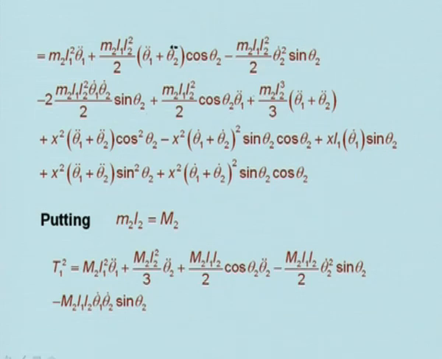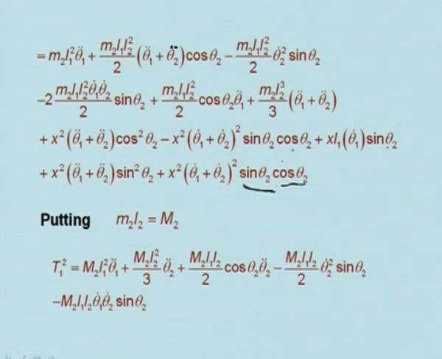plus M2 L1 L2 square by 2 cos theta 2 theta 1 dot plus M2 L2 cube by 3 (theta 1 dot plus theta 2 dot) plus x square (theta 1 dot plus theta 2 dot) cos square theta 2 minus x square (theta 1 dot plus theta 2 dot) square sin theta 2 cos theta 2 plus x L1 theta 1 dot sin theta 2 plus x square (theta 1 dot plus theta 2 dot) sin square theta 2 plus x square (theta 1 dot plus theta 2 dot) whole square sin theta 2 cos theta 2.